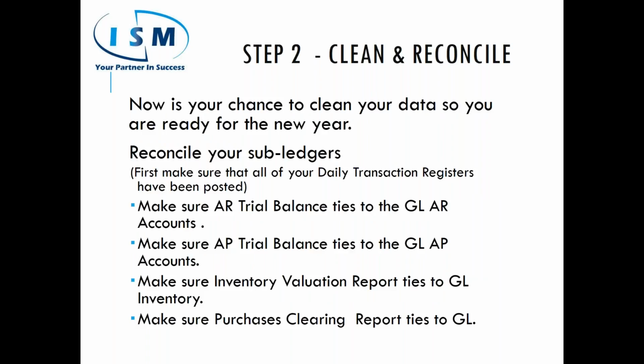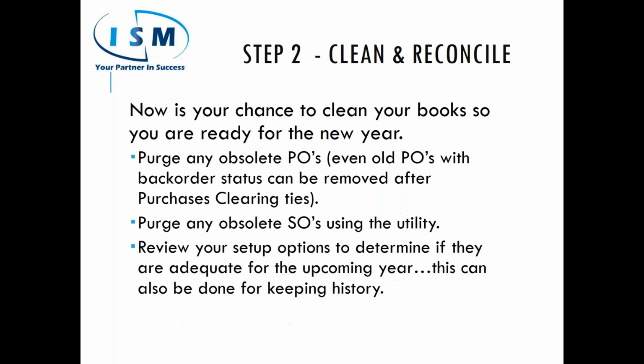All right, and step two, you'll want to go ahead and clean and reconcile. Once you have your backups done, it's time to go ahead and do your year-end processing and get ready for the new year. You'll want to reconcile your subledgers, make sure your AR trial balance ties to your GL, AP, inventory, and you'll also want to make sure your purchase order clearing also ties out.